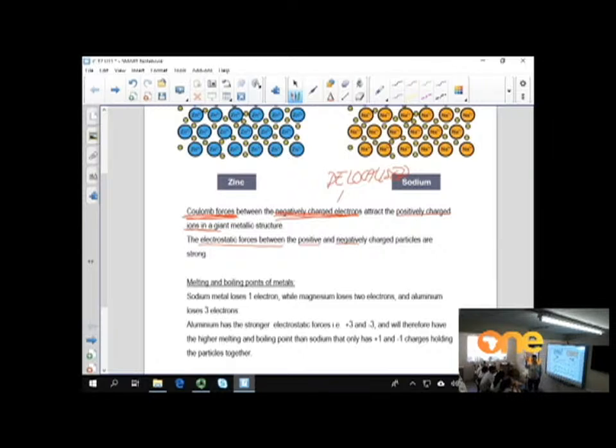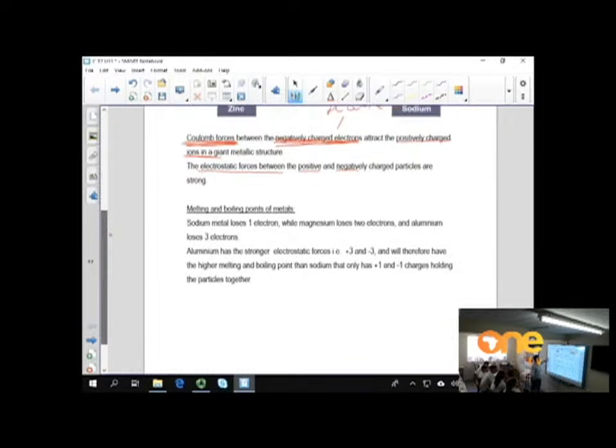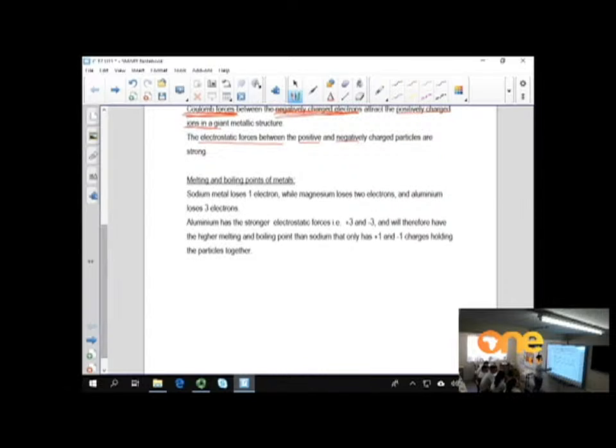In other words, what do we know about the melting and boiling points of metals? Usually fairly high. Why are they fairly high? The forces holding the particles together are strong. Why are they dense? The forces pull them together. So, melting and boiling points of metals: sodium loses 1 electron, while magnesium loses 2, and aluminium will lose 3. Aluminium will have stronger electrostatic forces than magnesium or sodium would have.